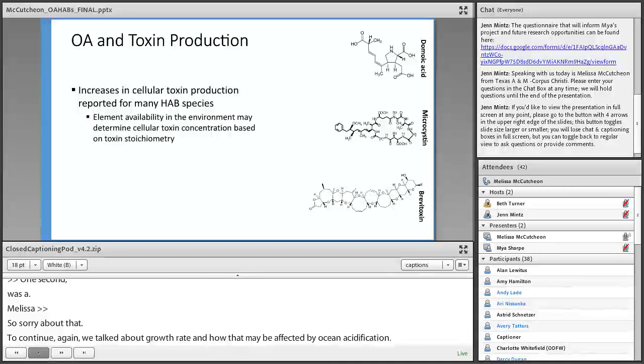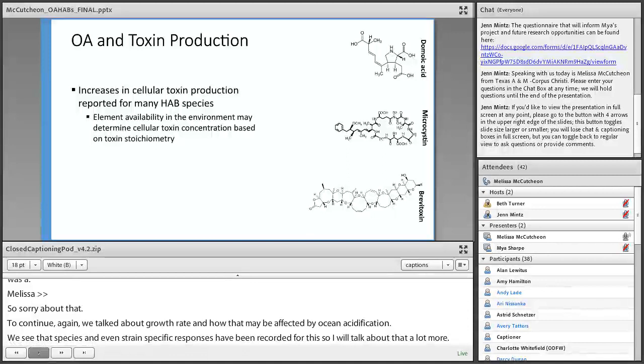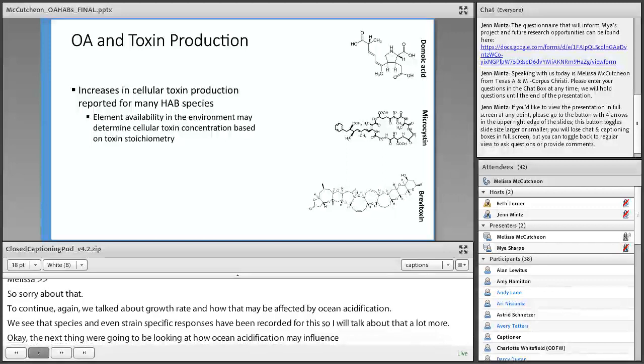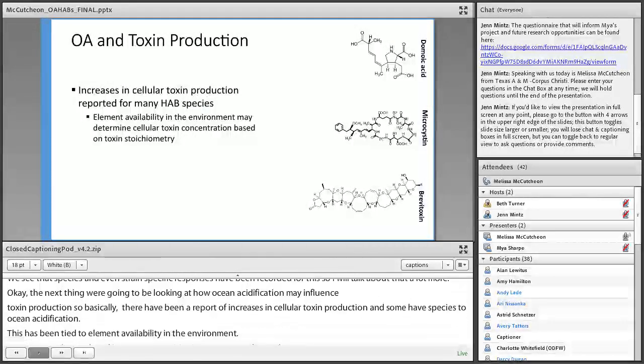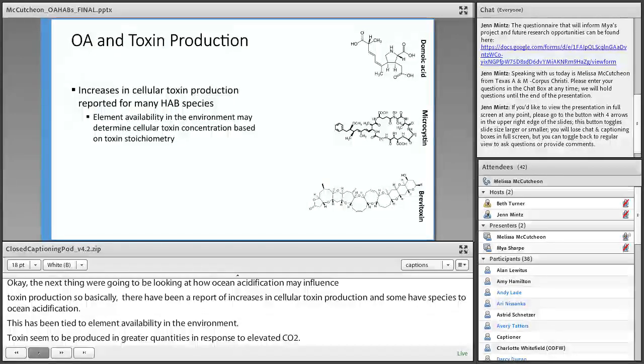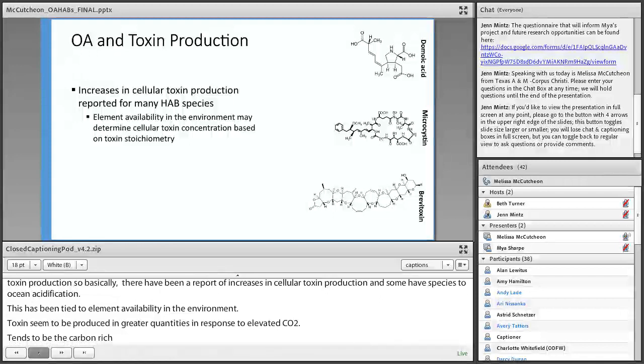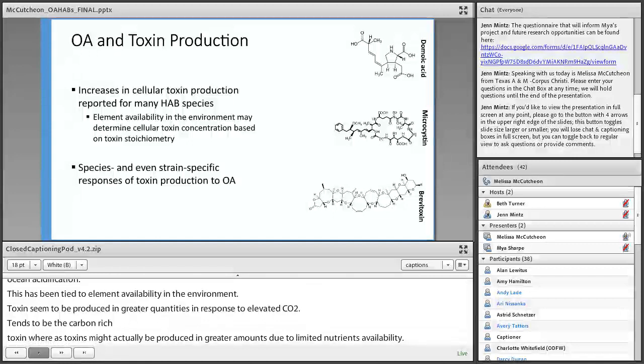Okay, so the next thing, again, we're going to be looking at how ocean acidification may influence toxin production. Basically, there has been a report of increases in cellular toxin production in some HAB species in response to ocean acidification. This has been tied to element availability in the environment. Toxins that seem to be produced in greater quantities in response to elevated CO2 tend to be the carbon-rich toxins, whereas toxins might actually be produced in greater amounts due to limited nutrient availability if that nutrient is not a large part of their structure. And again, we see species and even strain-specific responses here that we'll talk about a lot more.